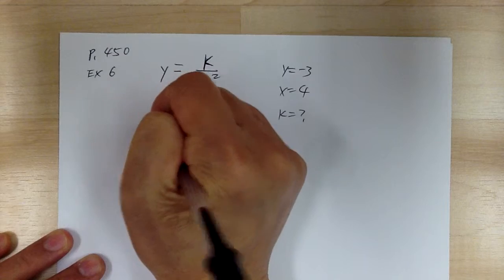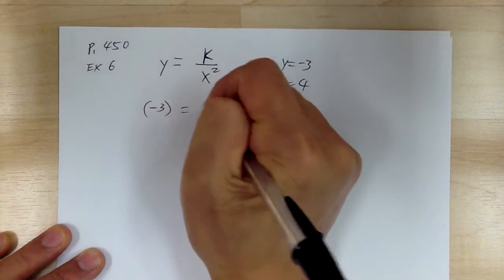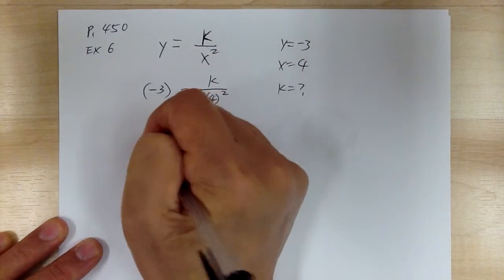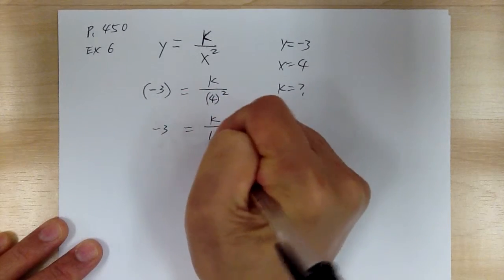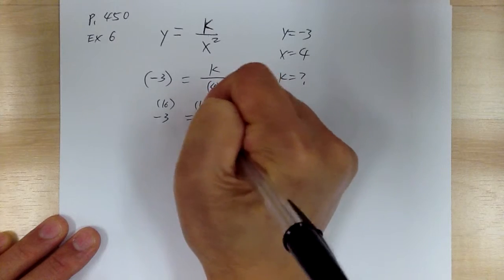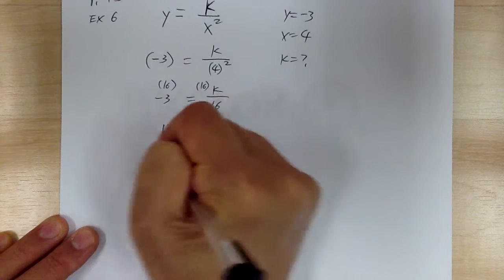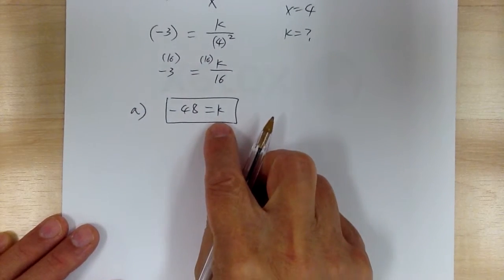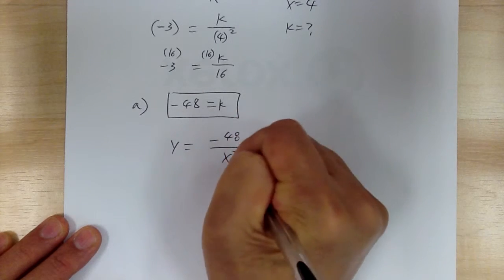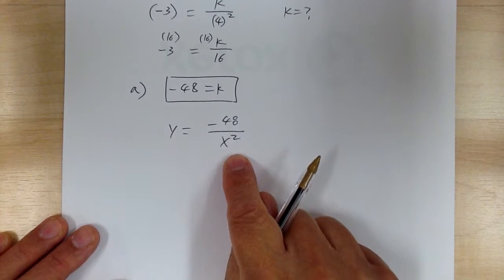So substitute everything in here. So negative 3. Whenever you substitute, put it in parentheses. Equal to k over 4 squared. So negative 3 equal to k over 16. You cross multiply, or you can multiply by the common denominator. So k equal to negative 48. So as soon as you find k, you update your equation. So y equal to negative 48 over x squared. Then you can use the updated equation to look for the next part.